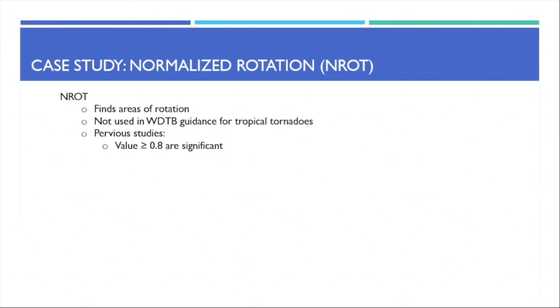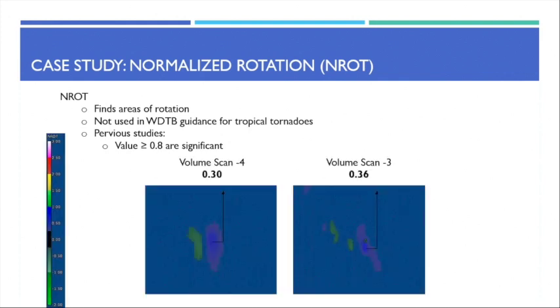The last thing I'm going to be looking at is the normalized rotation, or NROT. This isn't ascribed by the guidance that I used, but it's really good for finding areas of rotation, and it could potentially add merit to forecasting the location. So significant values are considered greater than 0.8, which are very strong blue values.